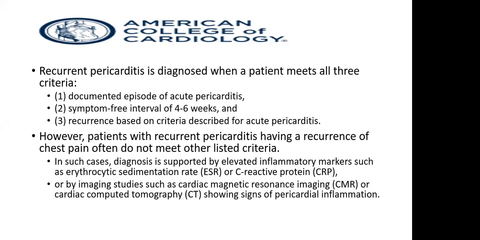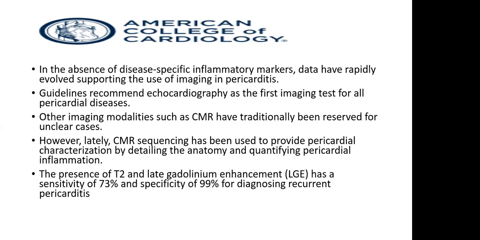However, patients with recurrent pericarditis having a recurrence of chest pain often do not meet the other listed criteria. So it's advised in such instances that the diagnosis is supported by checking the ESR and the CRP levels. They're also making a strong emphasis on considering imaging studies, the CMR and the CT, to make assessments for those groups of patients. According to the American College of Cardiology, in the absence of disease-specific inflammatory markers, data have rapidly evolved supporting the use of imaging in pericarditis, and the guidelines recommend echocardiography as a first-line imaging test for all pericardial diseases. The other imaging modalities, such as the CMR, have traditionally been reserved for unclear cases.